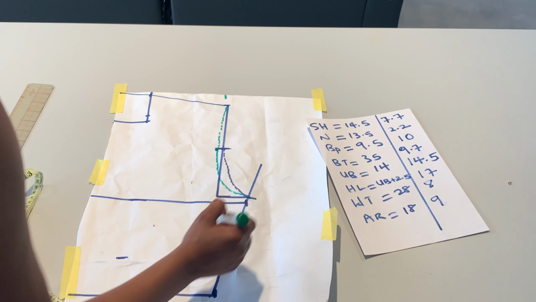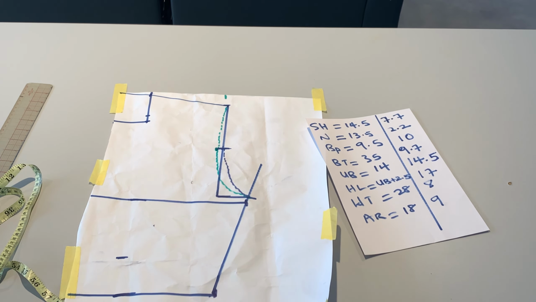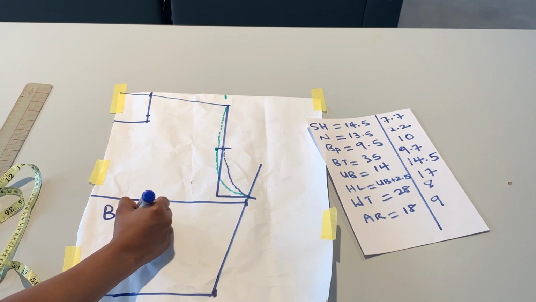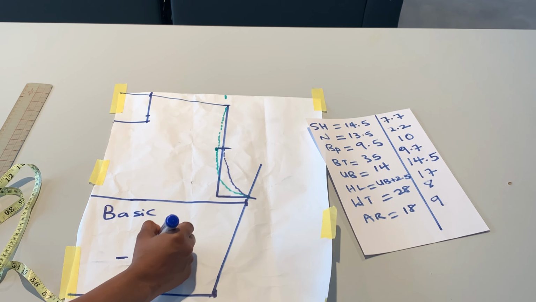I use the green marker to differentiate. So there is a front armhole and a back armhole. I'm sure you must have seen this in my previous videos. So this is what makes up the basic bodice.